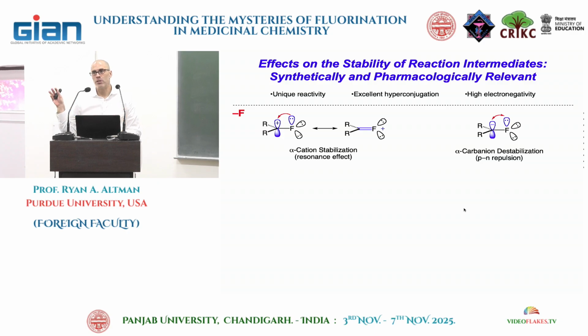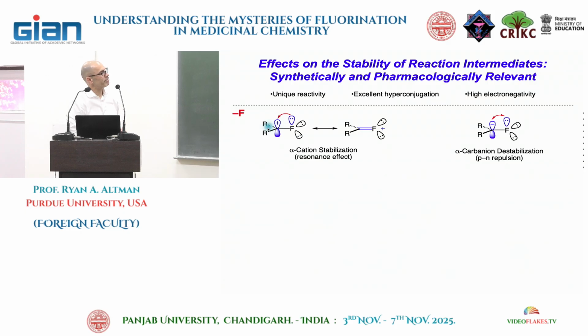So hyperconjugation is an absolutely essential principle for almost everything we're going to do for the rest of the course. We need to be thinking critically about how lone pairs of fluorines can distribute into, overlap with, and stabilize cationic species, alpha.